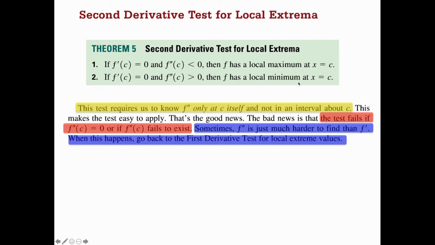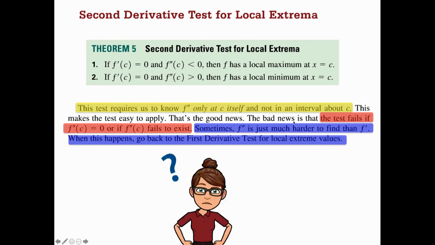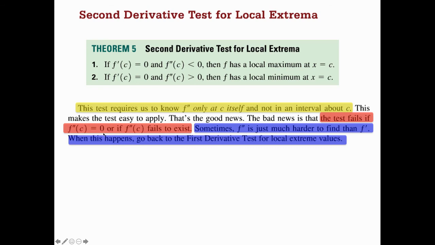So sometimes it's easier to use the second derivative to test for local extrema instead of the first derivative. What this tells you is that the test requires us, first of all, to know f double prime only at c itself, not in an interval. So you're only looking at one particular number. Be careful with that. You have to understand that element. This test is really easy to apply, but here's the bad news. The test fails if your second derivative is 0 at that point, or if the second derivative fails to exist altogether at that point. So it's a little temperamental.